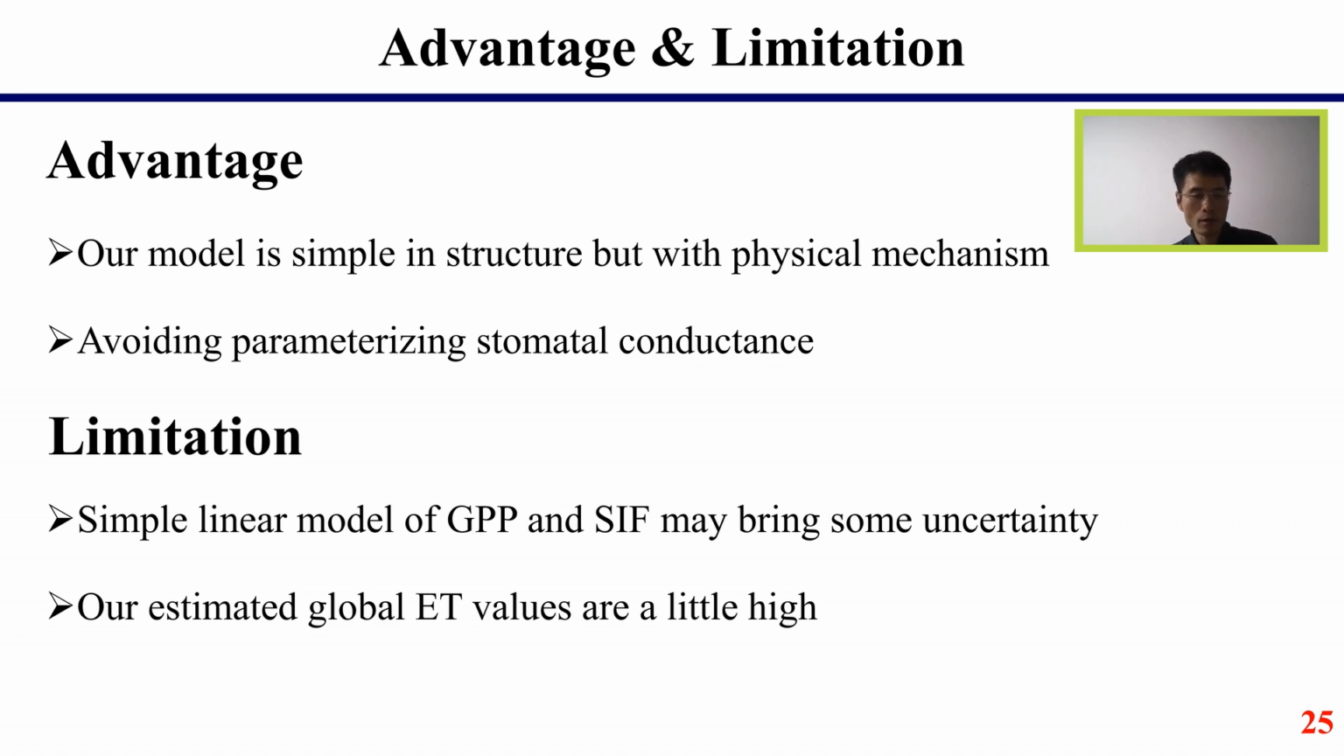We still have some limitations. We use a very simple equation between GPP and SIF. That may bring some error. So that may be something we can further improve. The second one is that though we estimated the ET using SIF, and we believe SIF has a very good quality to represent plant biological processes, our global transpiration estimation is a little high. That is what we need to improve in the future, possibly.